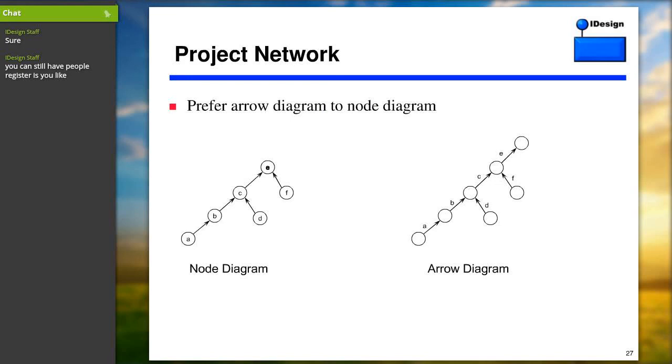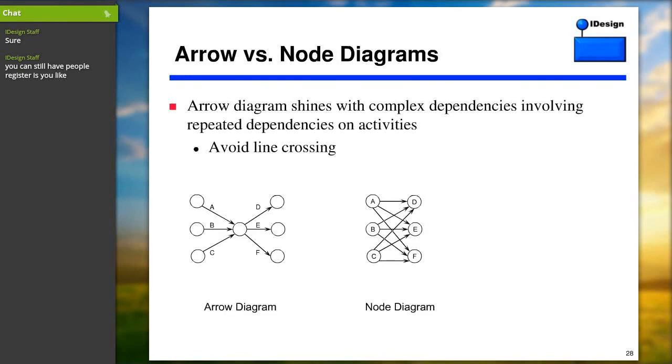Unfortunately, you should use arrow diagrams. And the reason is the following. Look at the 2 representations we have here of an arrow diagram versus a node diagram. Suppose I have activities A, B, and C, which are prerequisites for activities D, E, and F. That's actually fairly common in software projects. Imagine A, B, and C are some resource access, and D, E, and F are some business logic activities using it. In a node diagram, it looks like a spider on LSD drew that network.